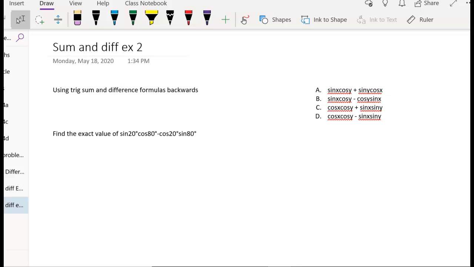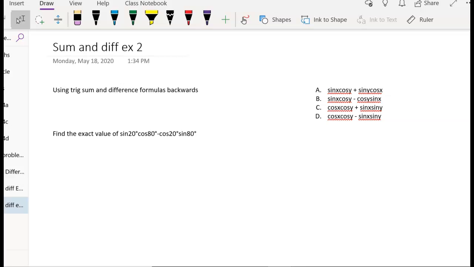So if you look at this first example, we're looking for the exact value of this mess right here. And notice that 20 degrees and 80 degrees are both not numbers that are on the unit circle. But also notice that this does follow one of the patterns of the sum and difference formula. So I wrote the four patterns to the right, and all you have to do is take a look at it and figure out which one is which. So I'm going to pause. You guys are going to have to pause the video and think about it for a second.